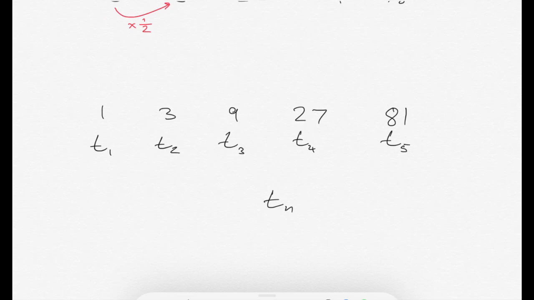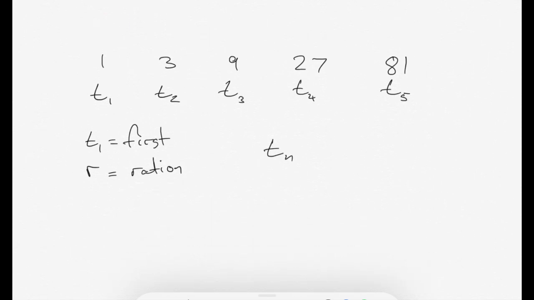In our arithmetic progressions, we had T for referring to the term, and we had D for our difference. In this case, we're going to be talking about T1 as our first term, and we're going to be talking about r, lowercase r, as our common ratio. So can we work out a rule using T1 and r? Well, T2 is obviously going to be T1 times r. And T3 is going to be T1 times r times r, and T4 is going to be T1 times r times r times r.